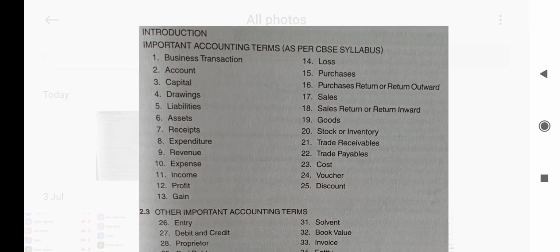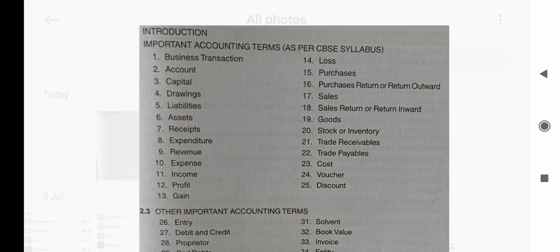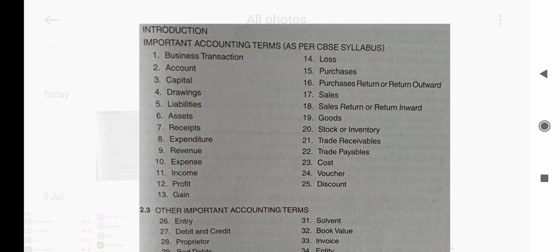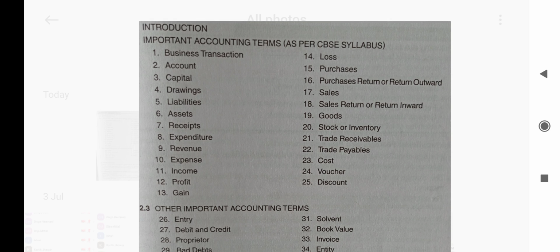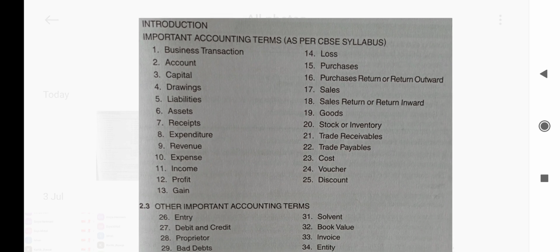Today I will tell you the basic accounting terms. The first one is a business transaction. A business transaction is an economic activity of the business which changes its financial position.